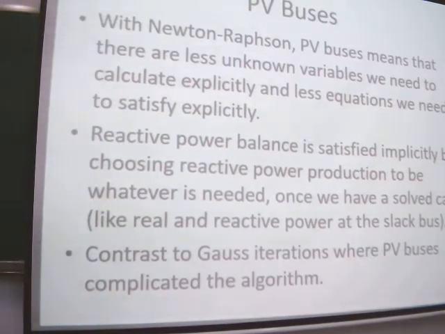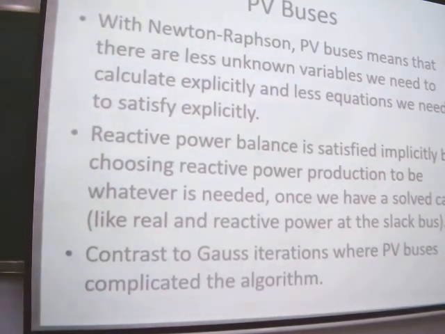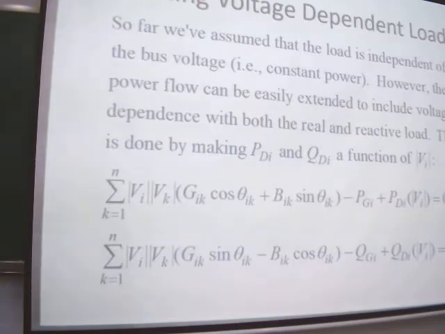For example, the PV buses we can write like this. These are exactly the unknown variables we calculate, and these are the equations we need to satisfy. The reactive power balance is satisfied by choosing the reactive power production to match the requirement. The constraint to the Gauss iterations will be more complicated, but we are completing the algorithm anyway, so we will start to see.